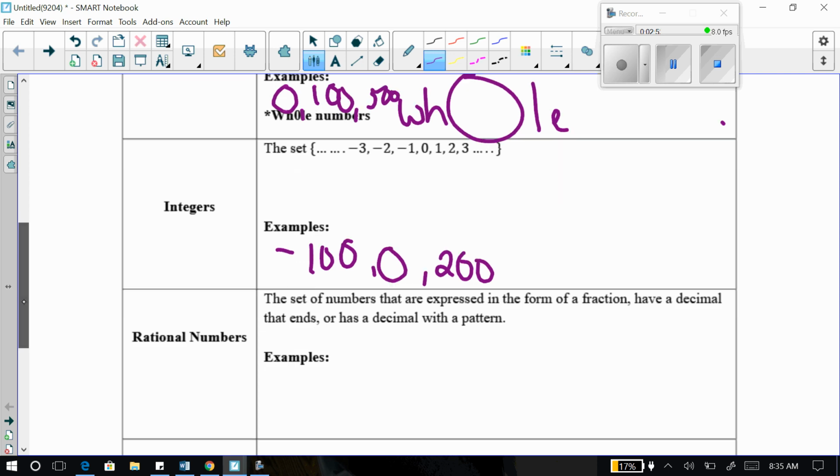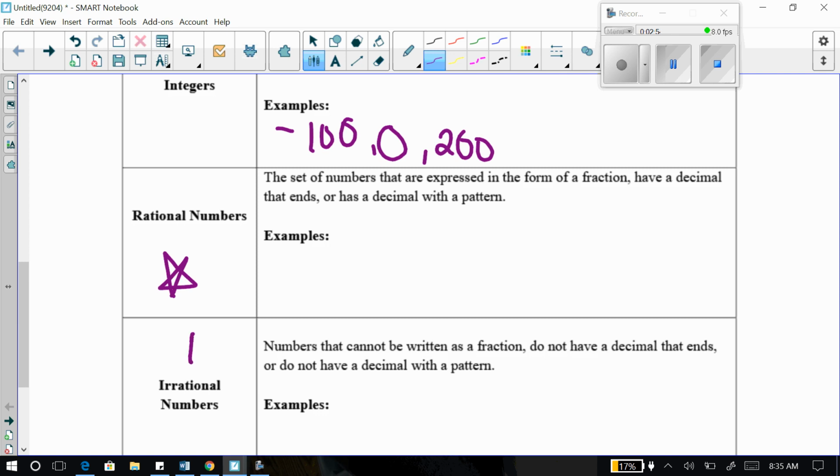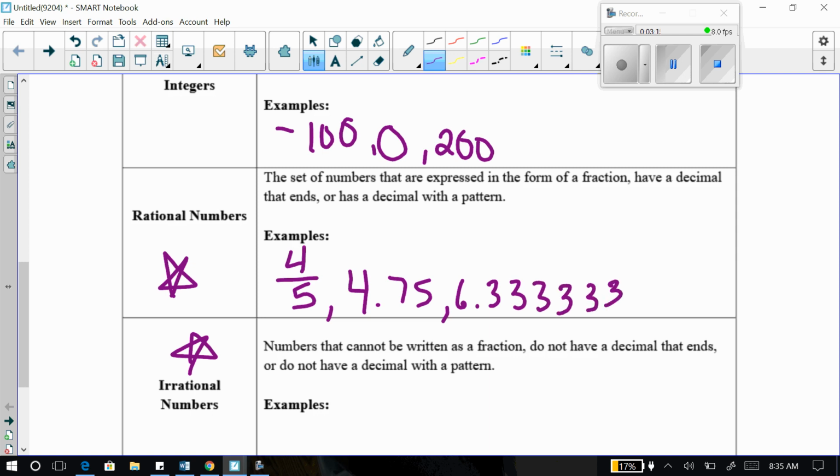Now, these two we've done a lot of practice with, rational and irrational. Remember, rational numbers could be fractions. They could have a decimal that ends, so something like 4.75. Or they have a decimal with a pattern, like 6.3333333 dot dot dot. Or it can just be a whole number, like -1. I guess that would actually be an integer, not a whole number, because whole numbers are not negative.